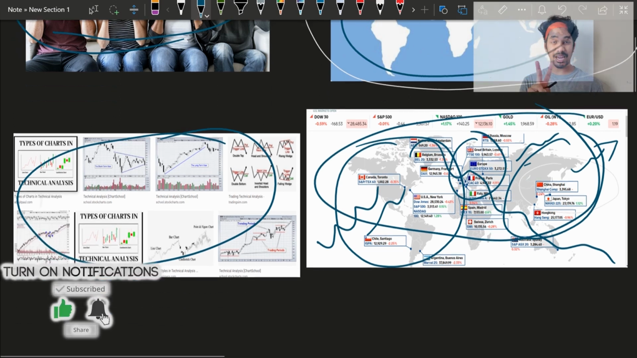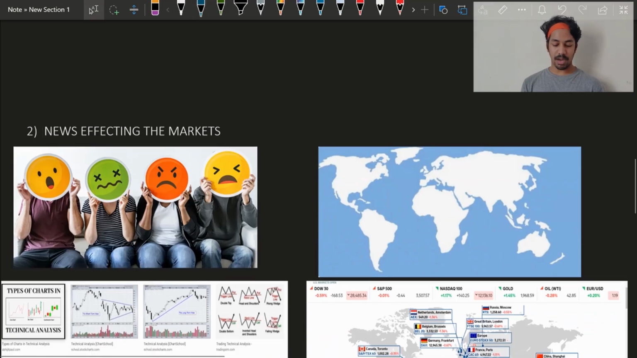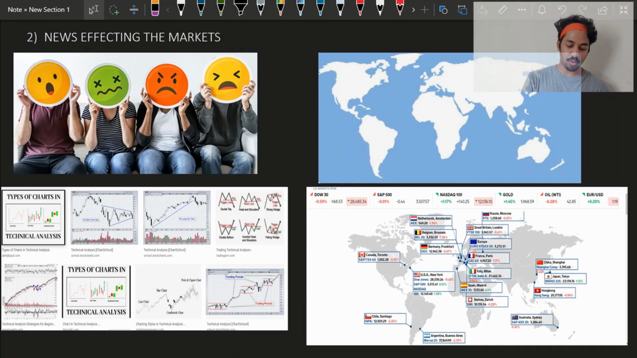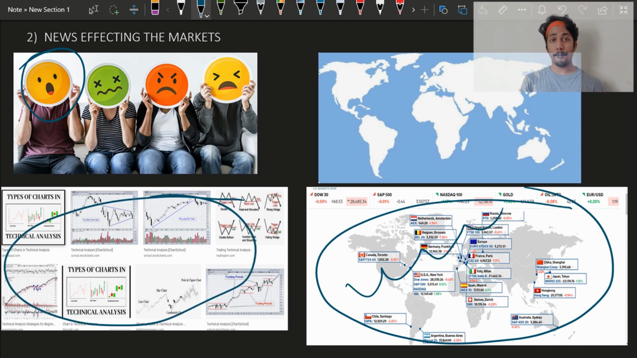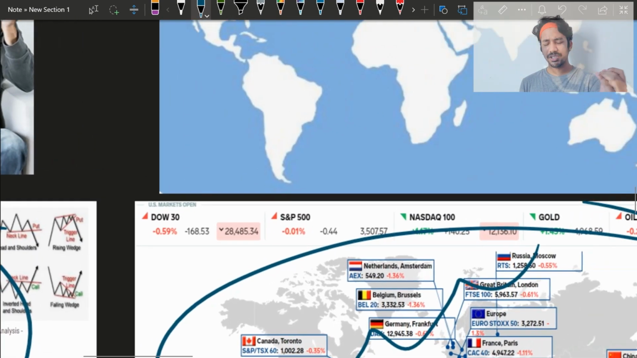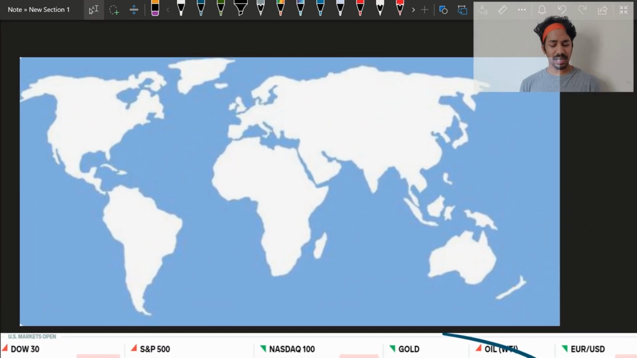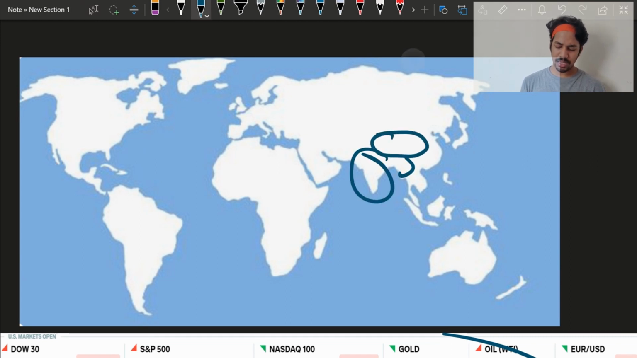Coming back to the second point, news affecting the markets. Suppose, just as an example, the market mood is very cheerful, globally the markets are also in the upwards trend, and the technicals are showing positive for you. But suddenly, for example, recently we had a clash between India and the Chinese, that they fought at the boundaries.